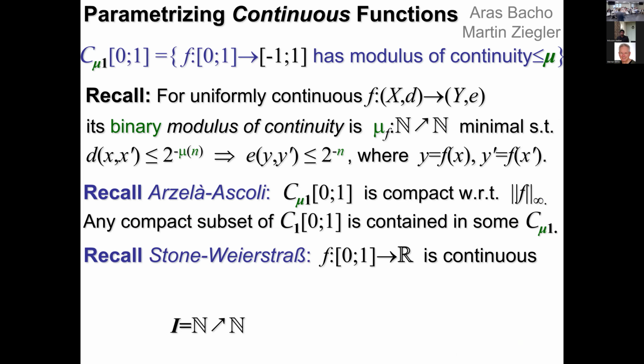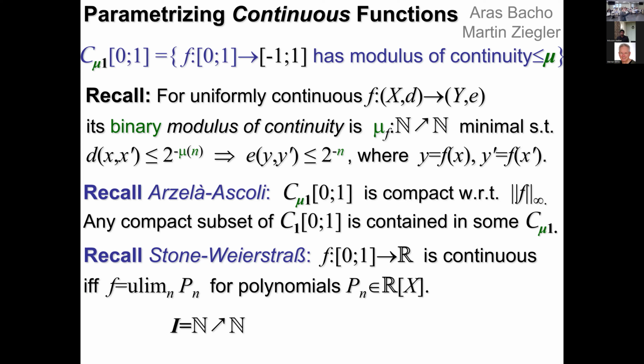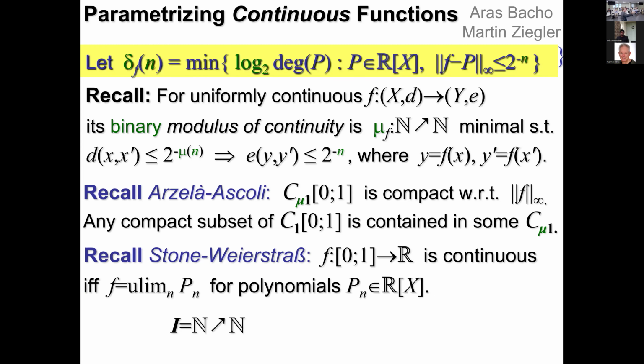Now, there's another way, in terms of Weierstrass approximation theory. You may recall that any continuous function on, let's say, the compact unit interval can be approximated by polynomials. What degree do we need for a polynomial to approximate up to some certain error? That gives rise to another modulus, and let's call this the Weierstrass modulus. Here in the binary version, there's also a unary version. Binary meaning everything is an exponent to base 2.